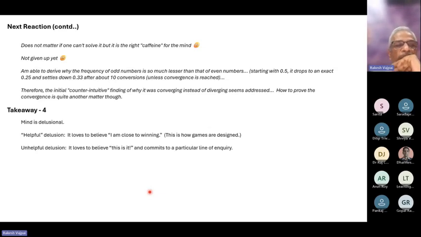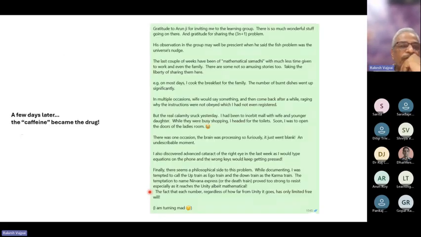So this is how my mind was functioning, that on one hand, I was thinking that I have the problem right in my grips, and just a little more effort and I should be able to solve it. And that's how it kept happening, not for a few days. I think it continued for a couple of months. And my addiction, that caffeine became a drug, it became an addiction.